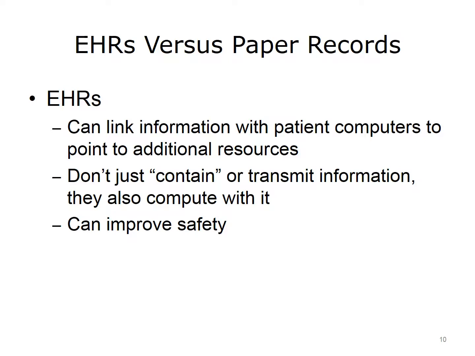EHRs don't just contain or transmit information, they also compute with it. For example, a qualified EHR will not merely contain a record of a patient's medications or allergies, it will also automatically check for problems whenever a new medication is prescribed and alert the clinician to potential conflicts. EHRs can improve safety through their capacity to bring all of a patient's information together and automatically identify potential safety issues, providing decision support capability to assist clinicians.